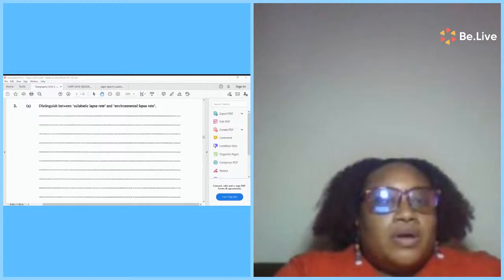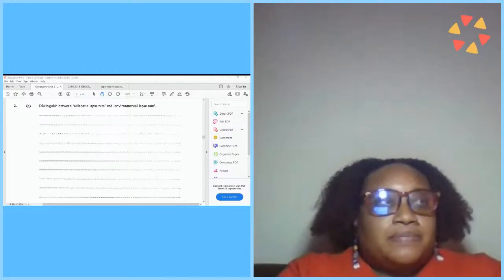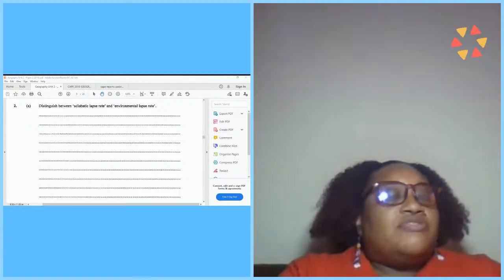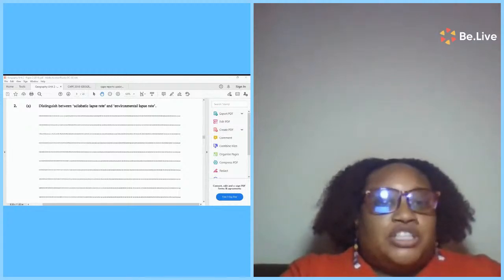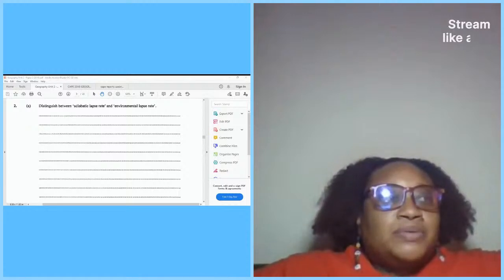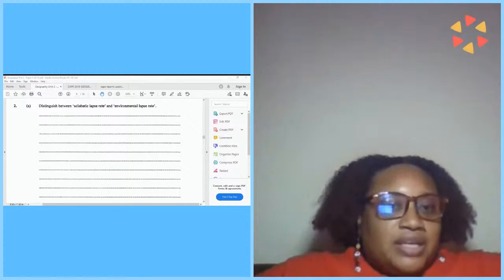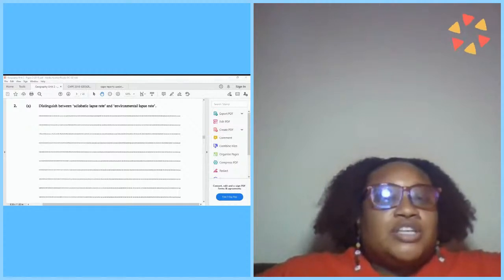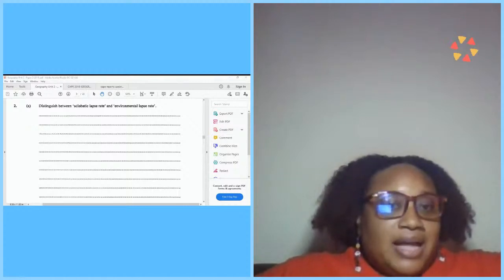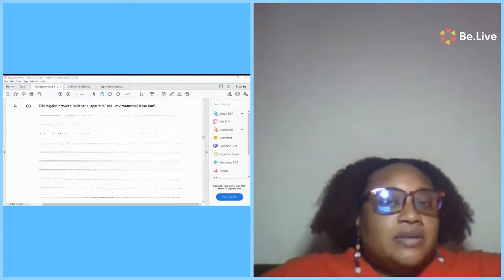Okay, so let us start with the definition of a lapse rate, right? The lapse rate is the rate at which temperature changes with height in the atmosphere. So that is what a lapse rate is, right?